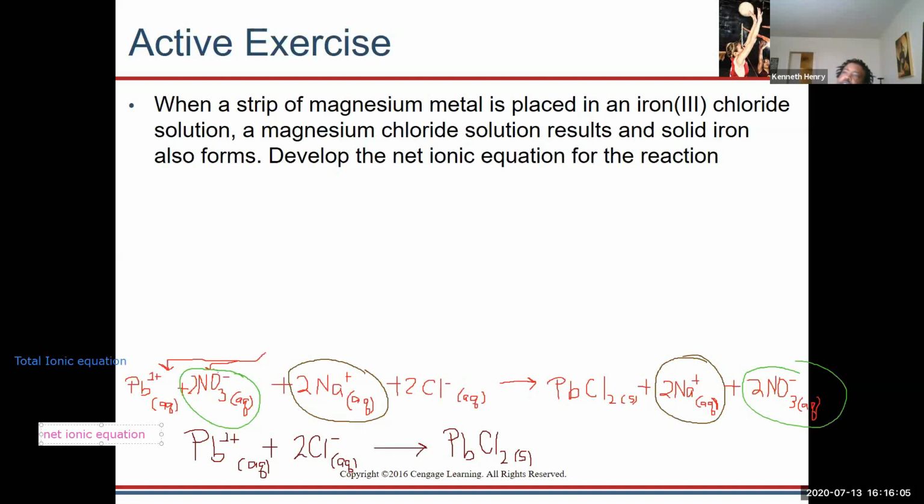Okay, here we go. Here's our first question. When a strip of magnesium metal is placed in an iron 3 chloride solution, a magnesium chloride solution results and iron solid forms. Develop the net ionic equation for the reaction. So what I'd like you guys to do, first, develop the conventional equation, then develop the total ionic equation, and then take me to the net ionic equation. You guys got it?